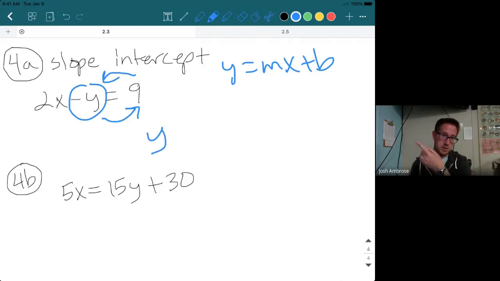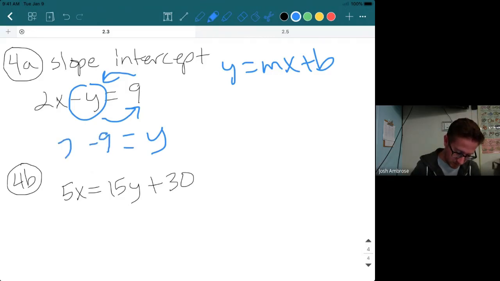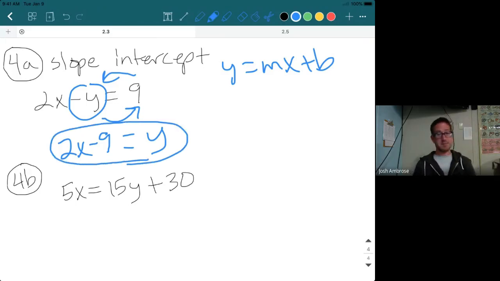Negative y crosses the equal sign. It's a positive. Take the positive 9 and move it to the left. That's going to make it a negative 9. And the 2x never moved. So it's right there. This is it. This is your y equals mx plus b format. So that one right there is done.